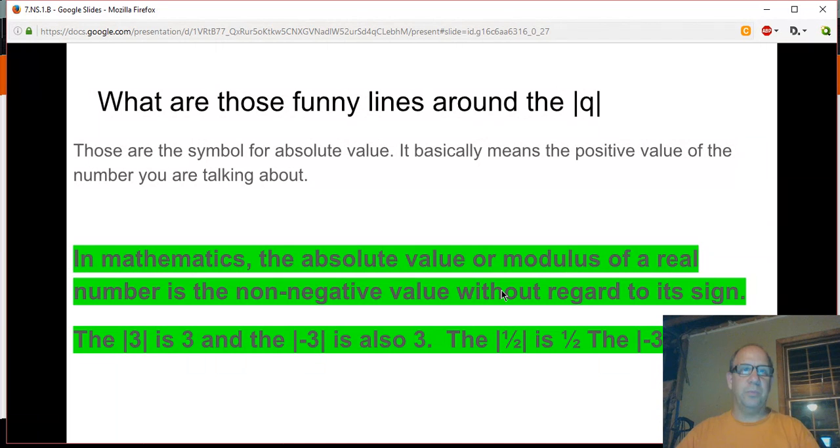So let's look. Oh, what are those funny lines around Q? Those are the symbol for absolute value. It basically means the positive value for the number you're talking about. The official definition is, in mathematics, the absolute value, or the modulus, of a real number is the non-negative value without regard to its sign. So the absolute value of 3 is 3, and the absolute value of negative 3 is also 3. Like the absolute value of 1/2 is 1/2, and the absolute value of negative 3.9 is 3.9.